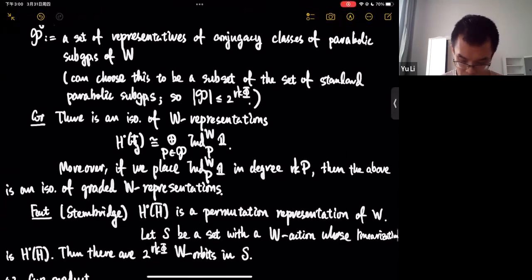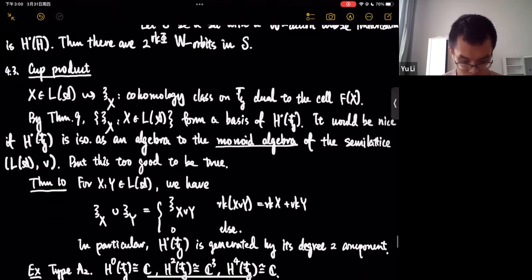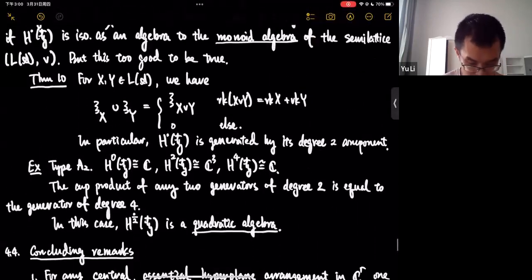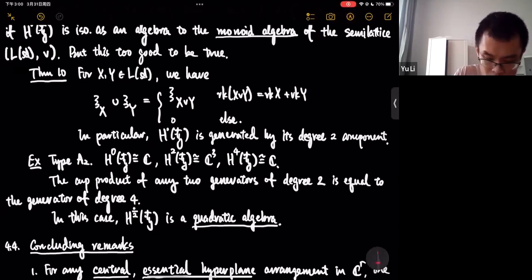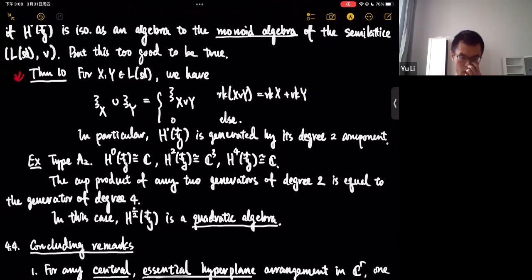I don't have time, so I'll just mention that one can also compute the cup product inside the cohomology. This is theorem 10, the cup product of the cohomology of H bar, computed by using the lattice structure L of A, and the result is this. Okay, I'll stop here. Thank you so much.